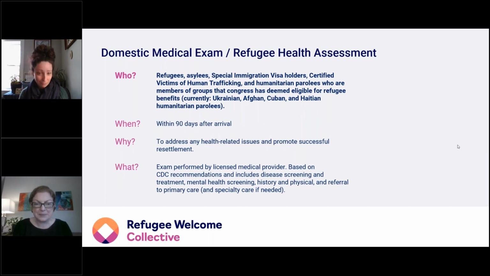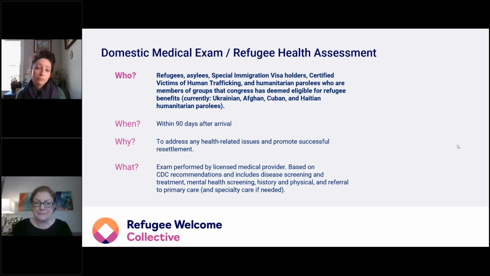So in comparison, what we're going to be talking about today is called the domestic medical exam or the refugee health assessment, depending on where you are in the country and how your state talks about it. This is not the adjustment of status exam. It's very different. This is done pretty soon after arrivals get here. Within 90 days is the goal, generally 30 to 90 days. And it's really to address any health-related issues and promote successful resettlement. So this is not tied to them getting a new immigration status, permanent residency.